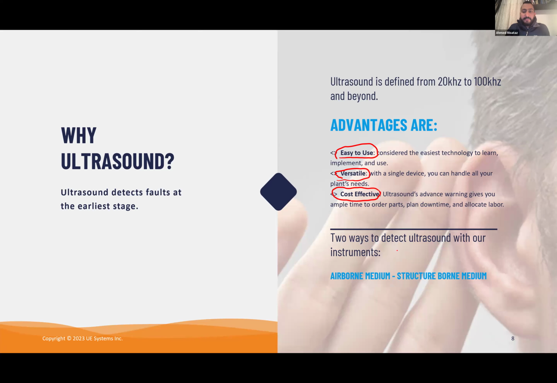We apply ultrasound in two ways. The first, we call airborne ultrasound inspection, and the second, structure-borne ultrasound inspection, based on the application. Some applications will require structure-borne testing, like contact sensors or contact modules, and some applications will require listening using airborne sensors or modules. It depends on the phenomena of the high frequency sound we are searching for.